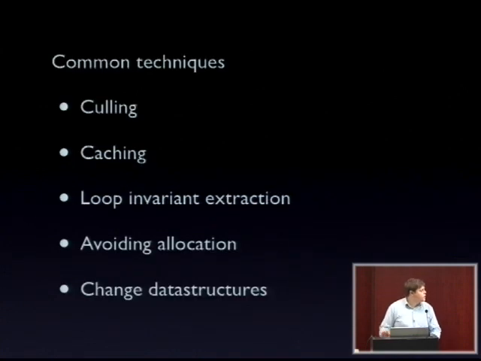Yep, so some common techniques. Culling means avoiding unnecessary operations, right? That's the definition I use, at least, at the moment. And you also have caching. Culling, yeah, you basically don't do stuff for things which don't need it to be done. So it's, you know, not looping over elements which you don't need to loop over, not doing anything for those.